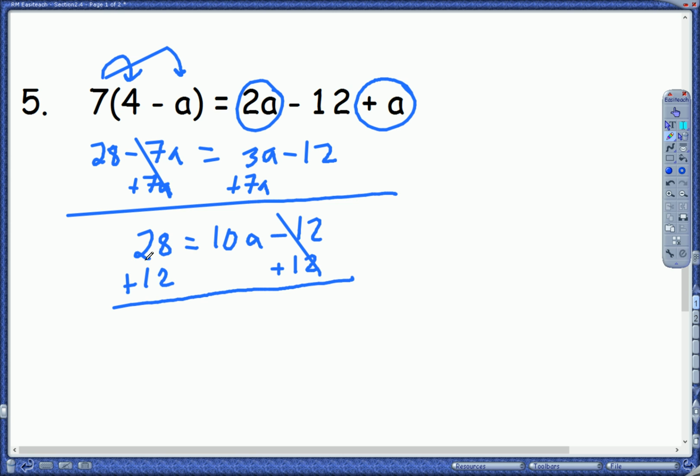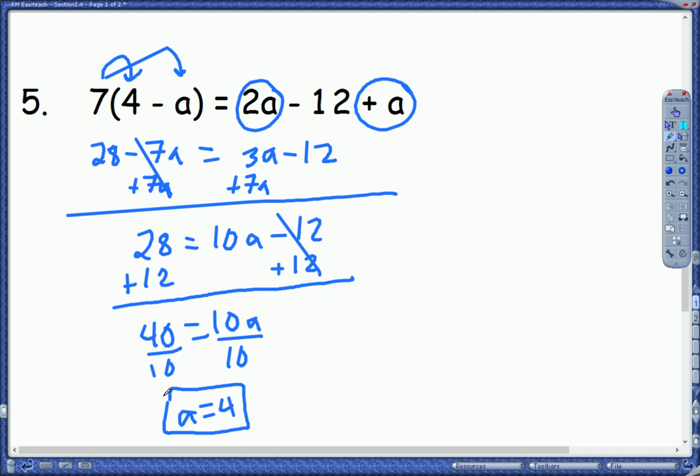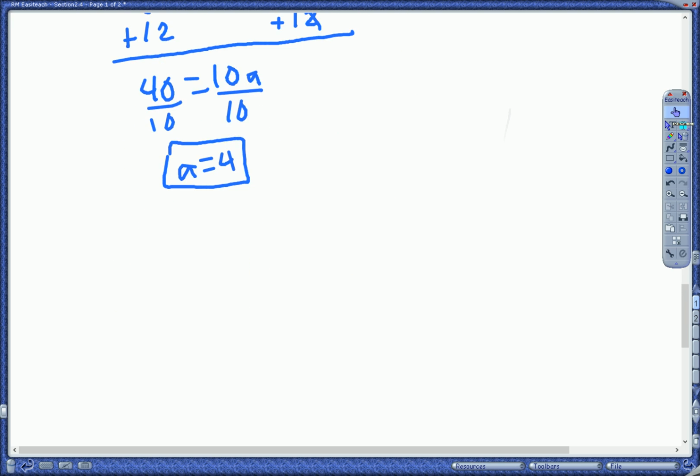I'm going to get over here 40 equals 10a, divide by 10, divide by 10, a equals 4. I'm going to box my answer. Okay.